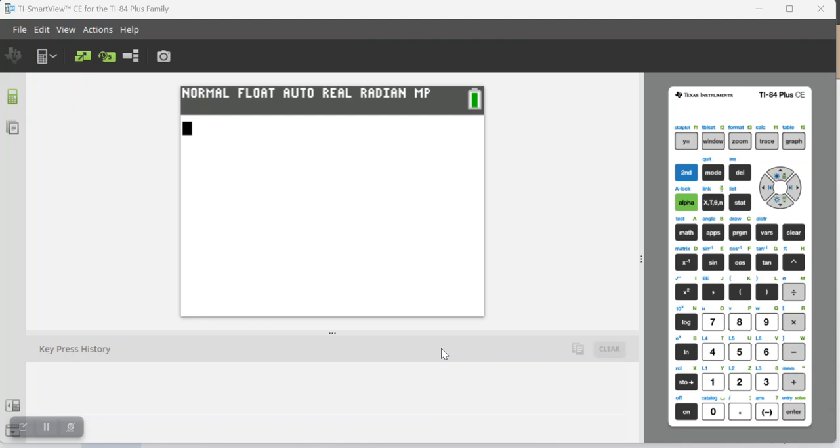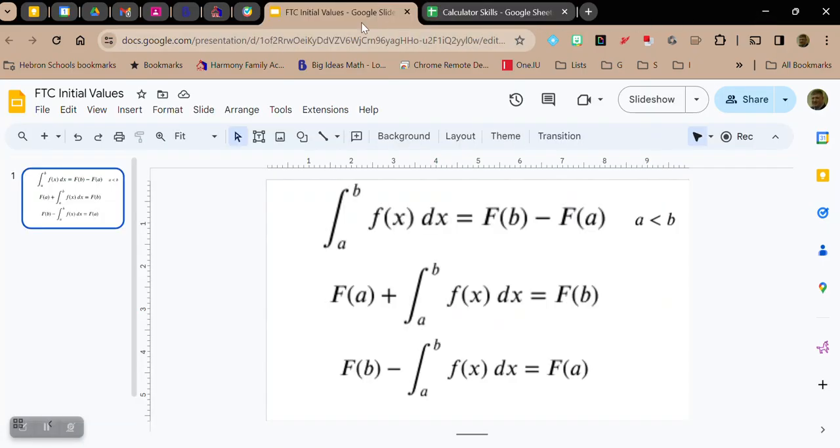Welcome to Get Your FRQ On. In this tutorial, I'm going to show you how to use your calculator to solve initial value problems using definite integration. So before we begin with this, let me just review for you the fundamental theorem of calculus.